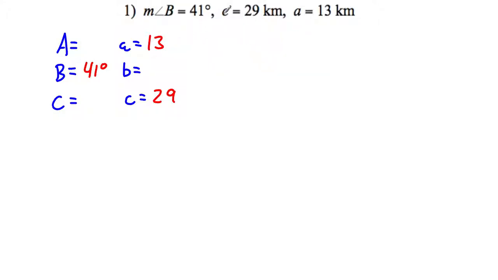But if I think about using the law of sines for this problem, I can't, because if I have a over sine of A equals b over sine of B, that gives me two unknown variables. Same with any of these with C. To solve an equation, I need only one unknown variable. So that means I'm going to have to use the law of cosines.